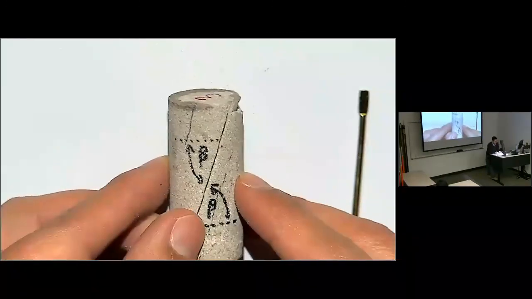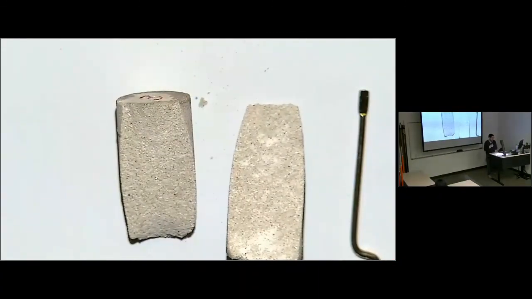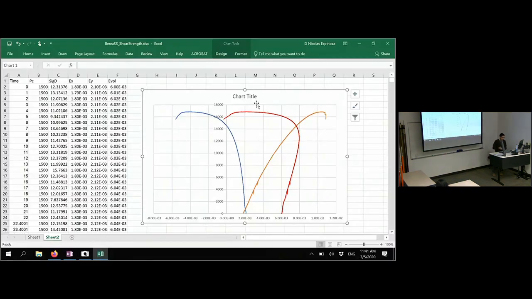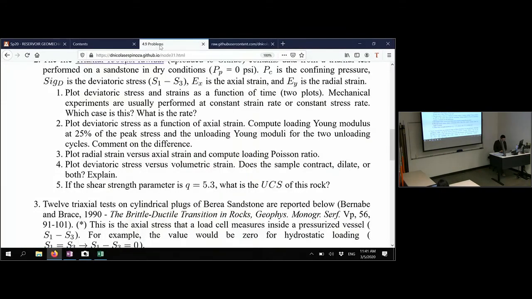All right. So let me turn this off and come back over here. For this problem then, you just have to analyze this data similar to what you did before, but now this is a triaxial test, and you have a confining pressure which is 1500 psi. Let me see if there is anything else to mention.